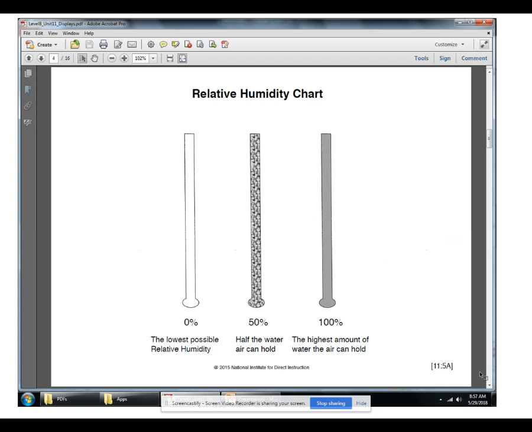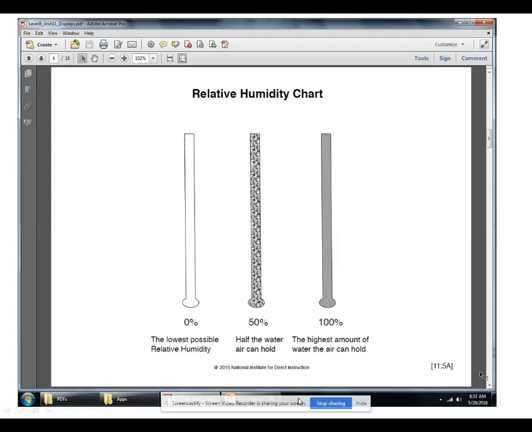If air is holding all the water it can hold, the relative humidity is as high as it can get. That's 100%. What's the relative humidity of air that has all the water it can hold? When the relative humidity is 100%, it's raining or snowing because some of the moisture in the air is coming out as precipitation. Remember, 100% humidity is the highest amount of water the air can hold.